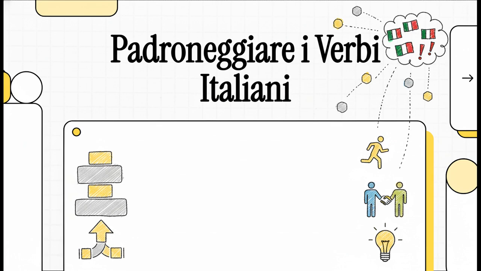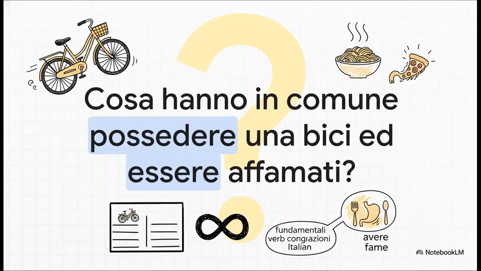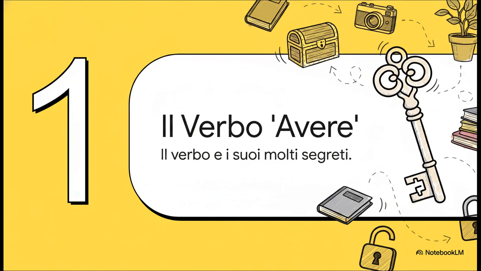Pretty cool, right? All right, let's kick things off with a little bit of a puzzle. Think about this. What in the world could owning a bicycle and feeling hungry possibly have in common? It sounds totally random, I know, but the answer actually unlocks one of the most important verbs in the entire Italian language. And that verb, the answer to our puzzle, is avere.